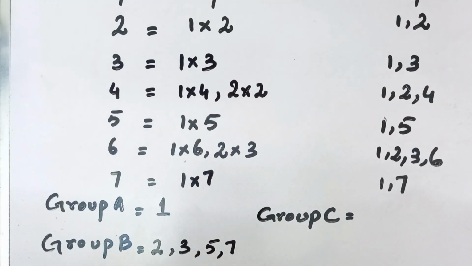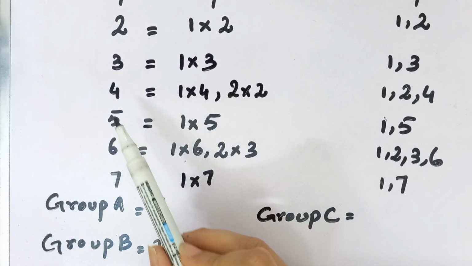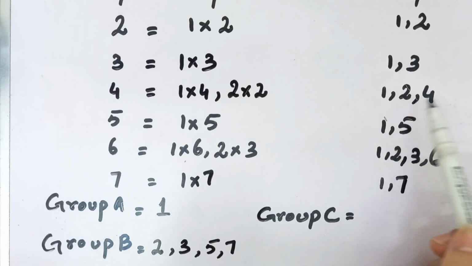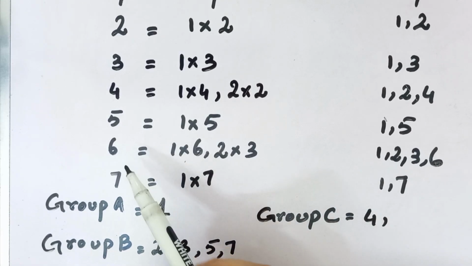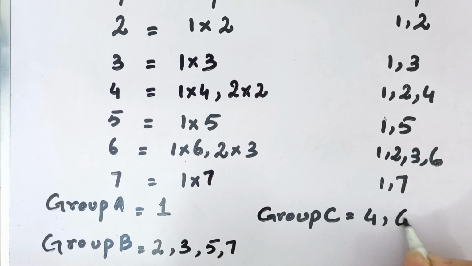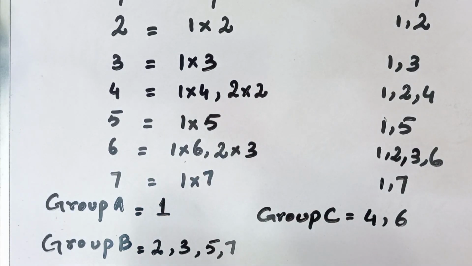Now, Group C contains numbers with more than 2 different factors. Now, we see in the table that number 4 has more than 2 different factors. It has 3 factors, so 4 belongs to Group C. Also, 6 has more than 2 different factors. It has 4 factors, so 6 belongs to Group C. Now, the numbers in Group C are called composite numbers. Composite number is a whole number that has more than 2 different factors.